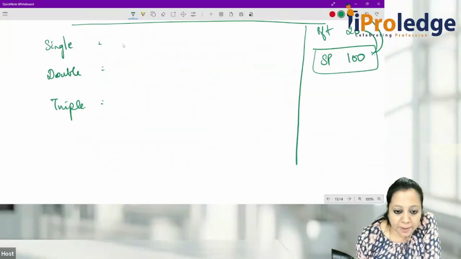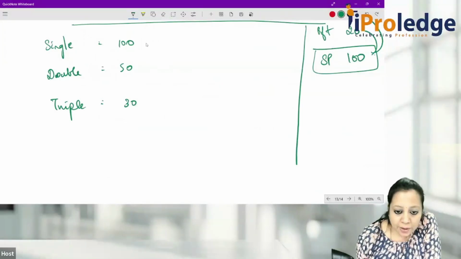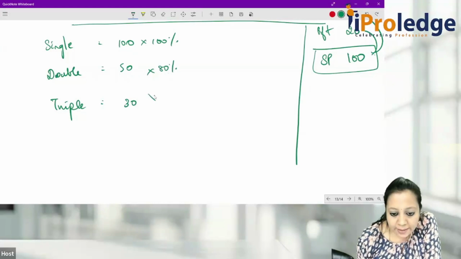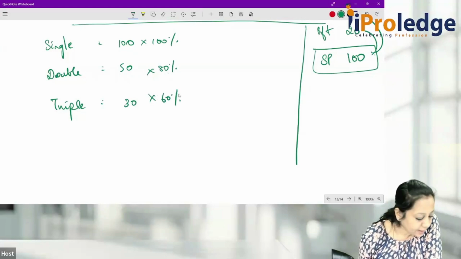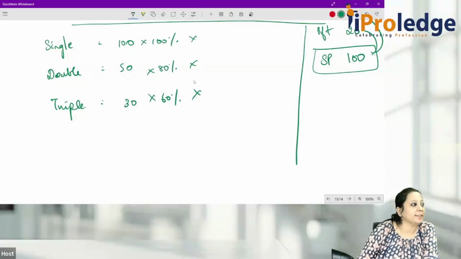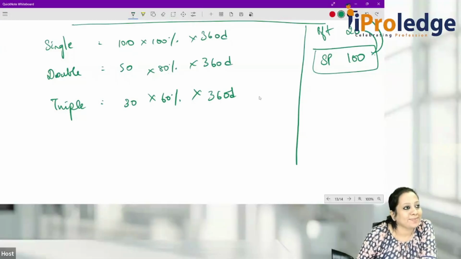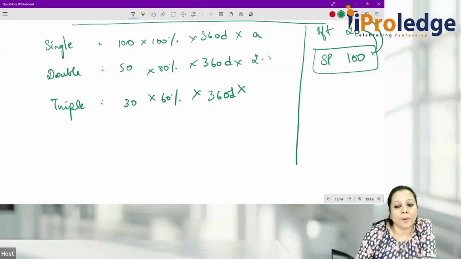So for single, the number of rooms are 100, 50, and 30. Occupancy is going to be 100%, 80%, and 60%. And number of days, they have not given per month and all 24 days like that. They have just given 360 days. So I will take 360 days, 360 days, 360 days. Correct? Yes. Into it is going to be A, 2.5A and 5A. That's it.